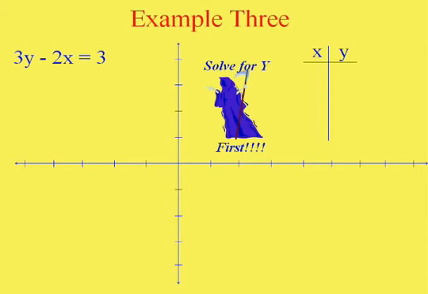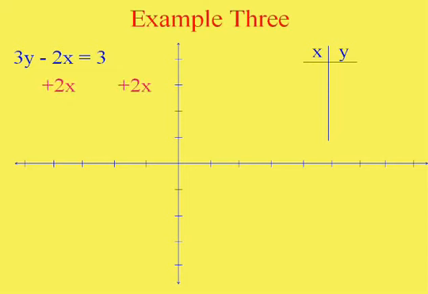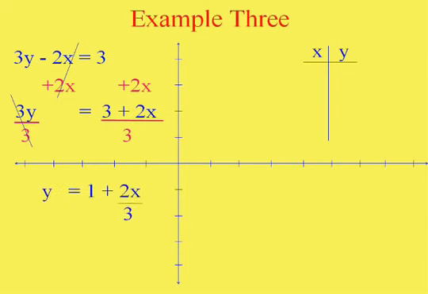Now let's look at who's keeping y from being alone. There's a minus 2x and a 3. Let's begin by adding 2x to both sides. Now I'm going to divide everybody by 3. Be careful, I've got to do it to everybody. On the left side, we just get y. On the right side, we have 3 over 3, which is 1, and 2 over 3, which is 2 over 3. And it doesn't come out nice.